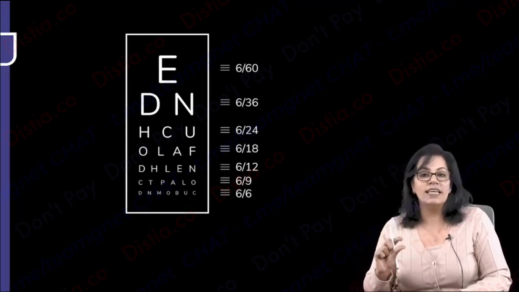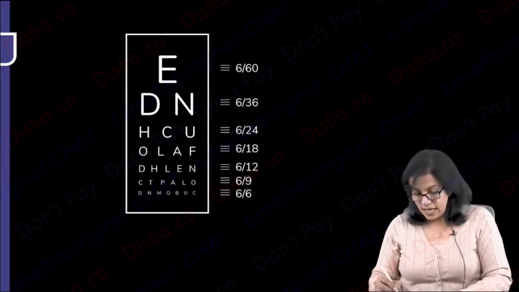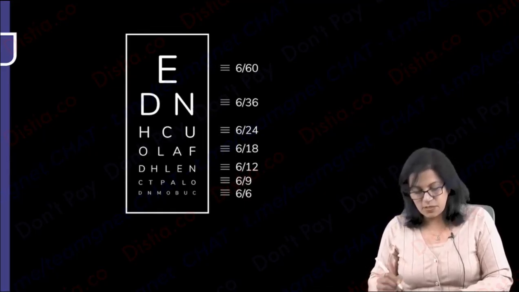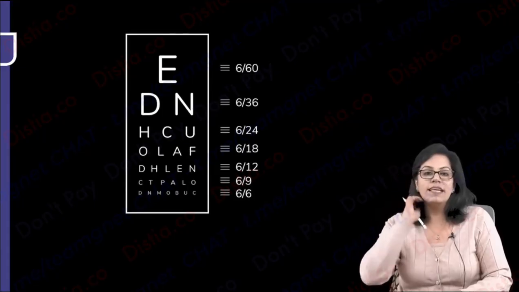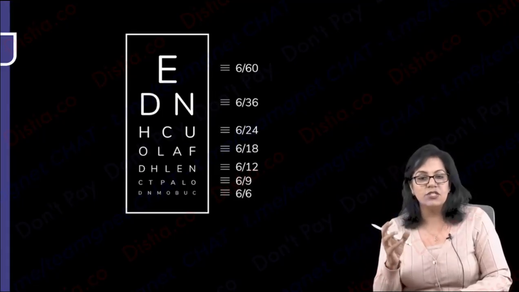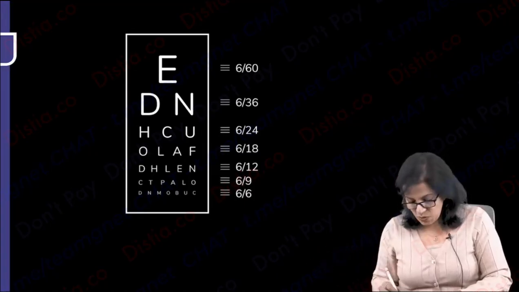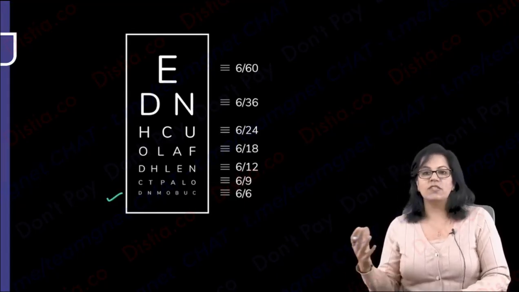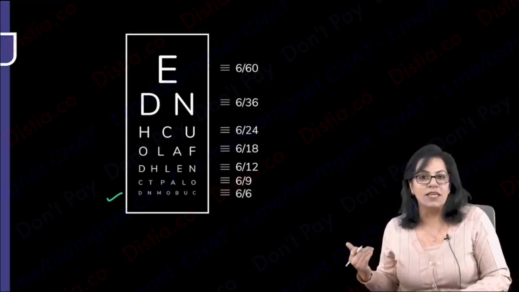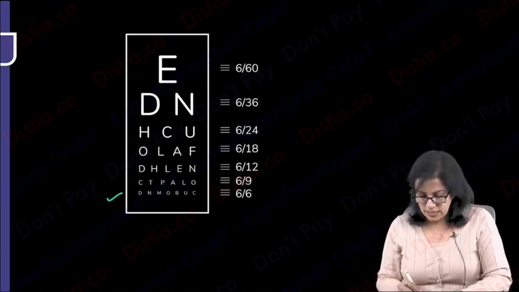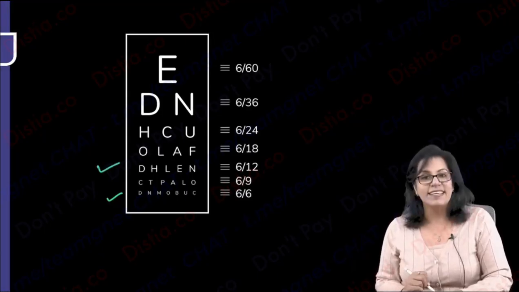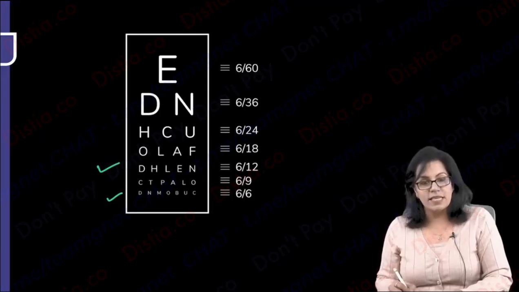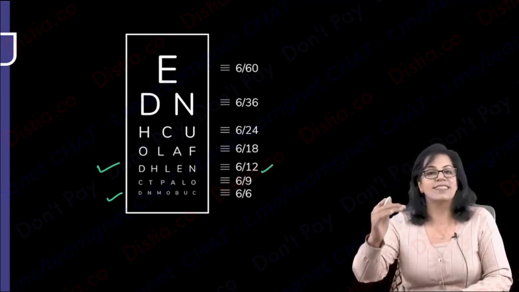So if the patient is sitting at 6 meter distance, which is 20 feet, then 6 by 6 or 6 by 9, what does it mean? The denominator is the vision of a normal person, right? So when you are able to read the last line DNHOBUC, your vision is normal. A normal person could also do the same. But if your patient says that I can see only up to DHLEN, in that case, it simply means that this size letter could have been read by a normal person at 12 meters, but my patient is able to read it only at 6 meters.